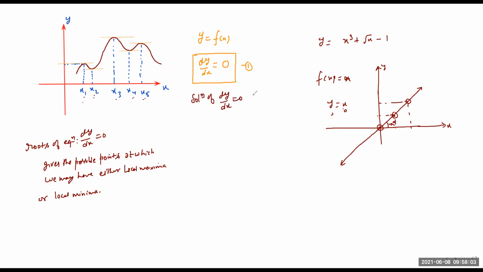So the solution of dy by dx equals 0 gives critical points, that is, points at which we'll get either maxima or minima. That's simple.